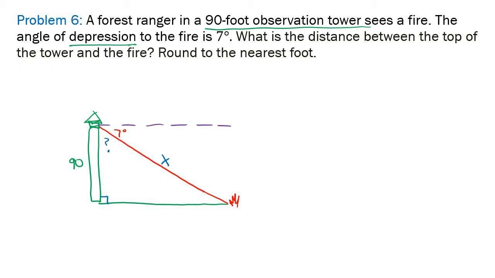Now, one thing that we got to review is that when you have a vertical line, like a tower going straight up in the air, and a horizontal line, which is our dashed line, it creates 90 degrees up here. So if this is 7 degrees, and we know the total between these two has to be 90, this would end up being an 83-degree angle.